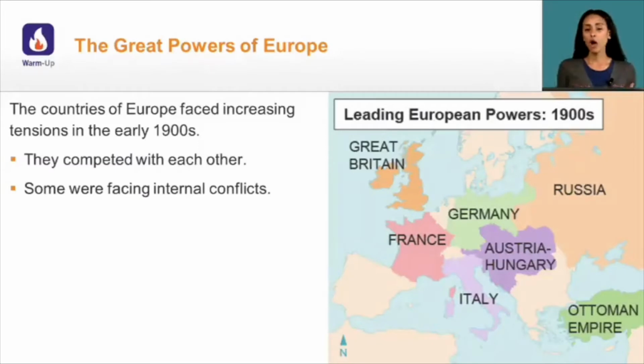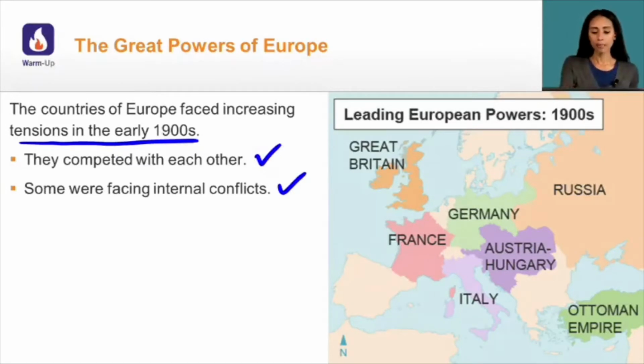Now, you might already be familiar with what's happening in Europe leading up to World War I, but we'll review that to get an idea of what it is that's leading to this conflict. Now, it's the countries in Europe facing increasing tensions in the early 1900s as a result of competition and internal conflicts.